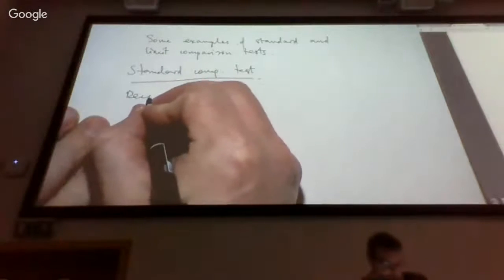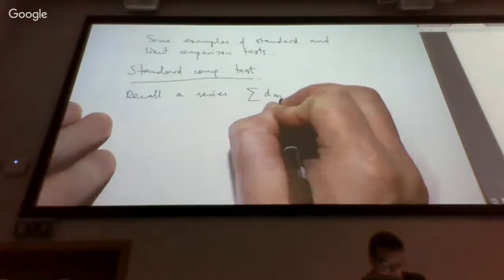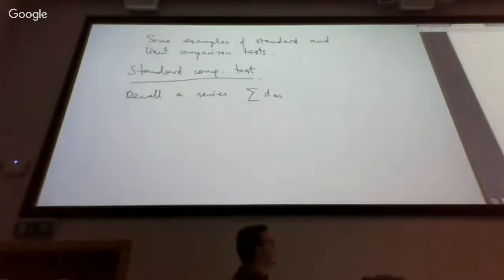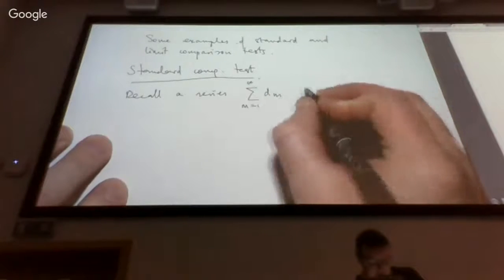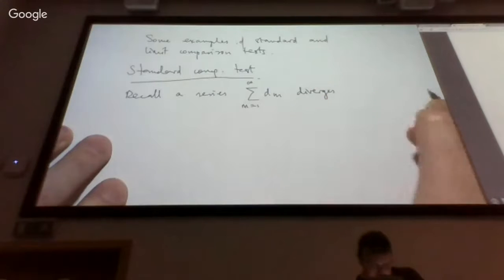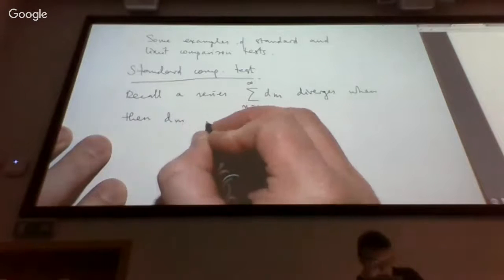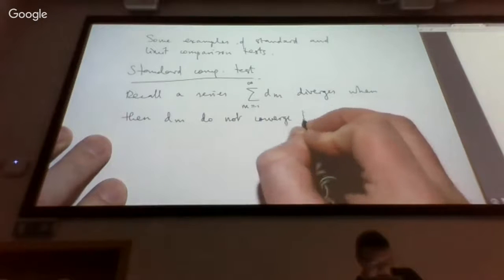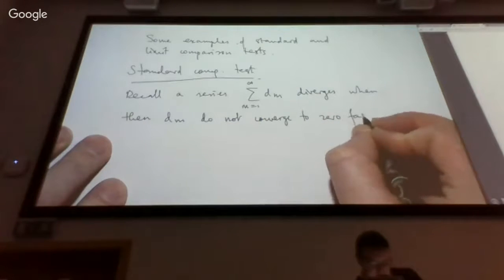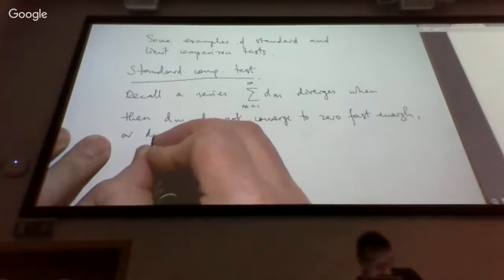So recall a series sum of d_m. Just to give a brief explanation or a motivation, or a way to think about it, which is helpful: a series sum of d_m diverges when the d_m do not converge to zero fast enough, or do not converge to zero at all.